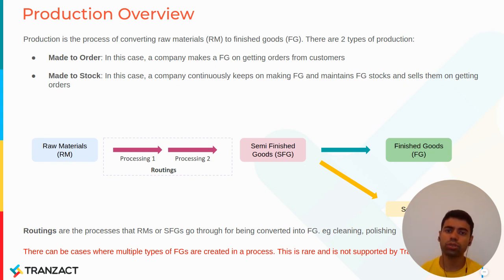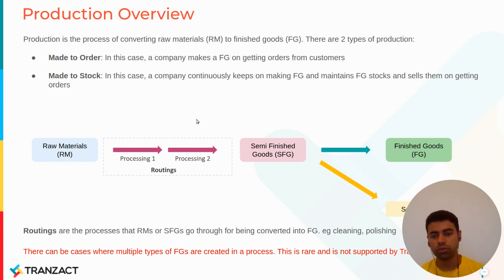So typically there are two types of production. One is made to order and another is made to stock. In case of made to order, companies don't start making the finished good unless they get an order from a customer. And in case of made to stock, they keep on making finished goods, and whenever an order comes, they sell it to the customers. So it's very important to know that there is a distinct difference between these two, and both of them operate a bit differently.